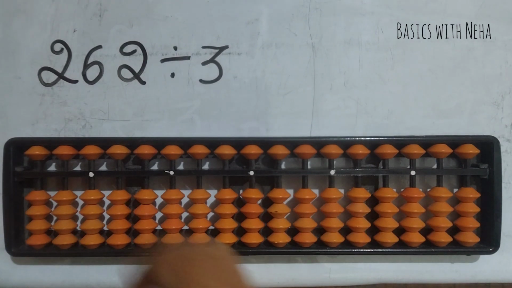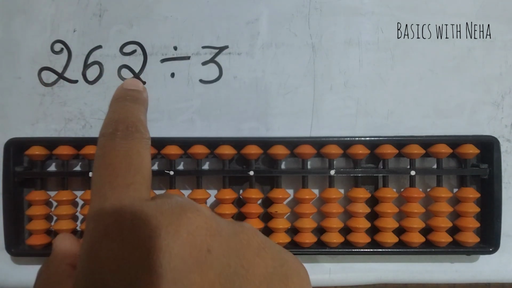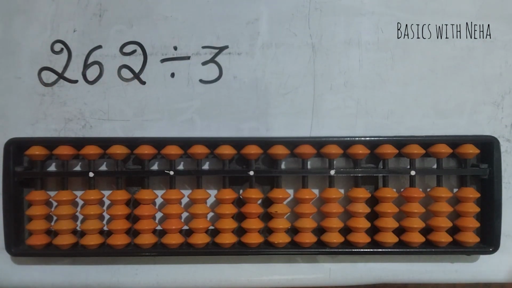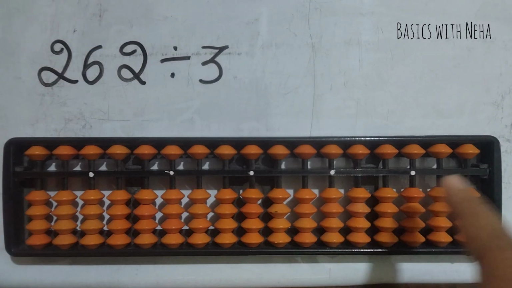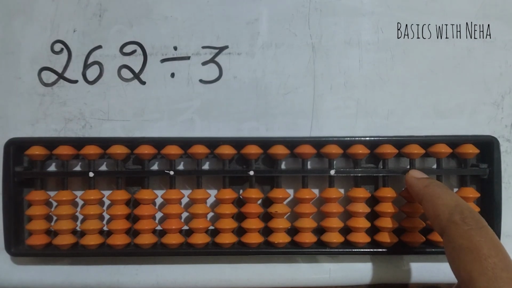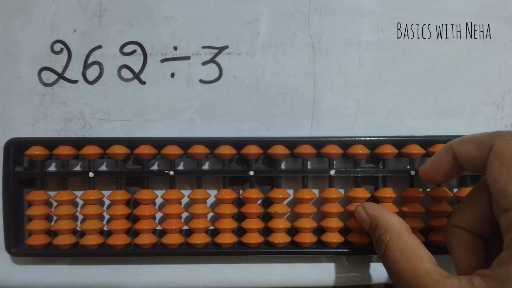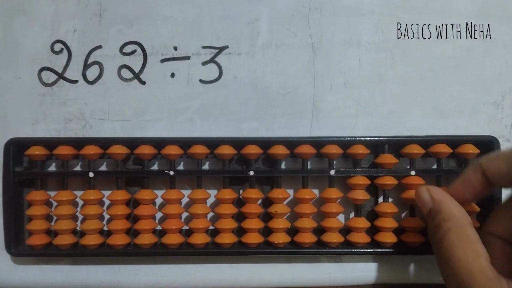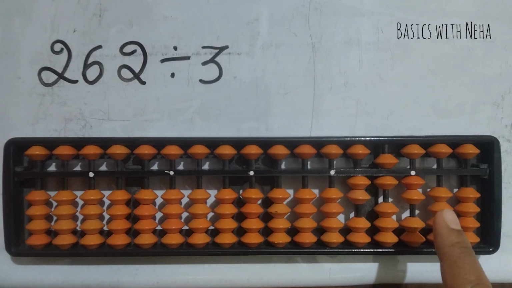So let's get started. Always the dividend should be placed on the tool. It is always suggested to have a 17-rod tool for kids, especially for anybody who wants to work on a tool. It's a standard size. If you take 15 rod or 13 rod, it will be much smaller. So on a 17 rod, you can either place it in the last part or you can just keep this as the house pointer and place the question. That is 262. Now we have to divide this number by 3.